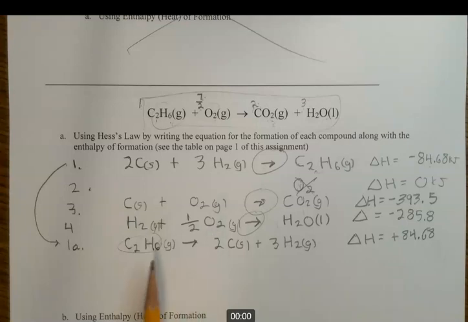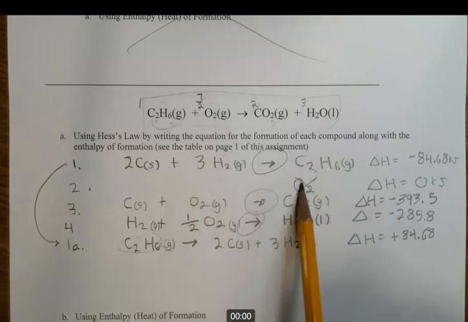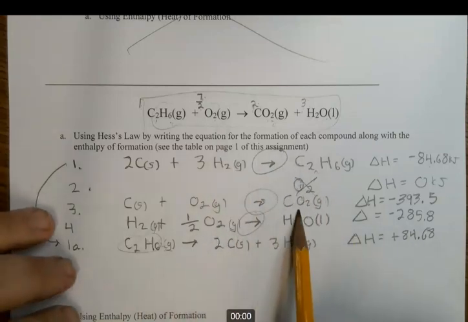So that didn't affect our first operation here from 1 to 1A because C2H6 is just 1 mole. So we don't need to change anything about that. Okay, so now I skipped the oxygen here, and let's go to this carbon dioxide.